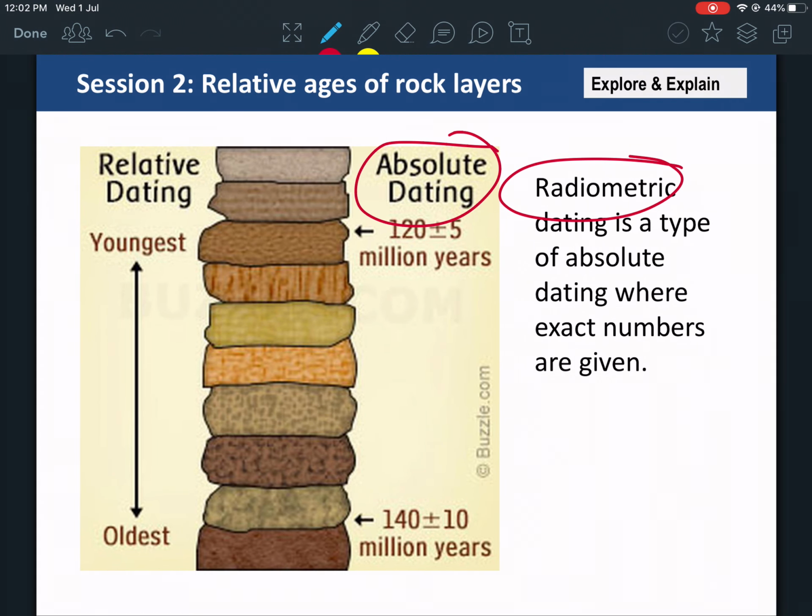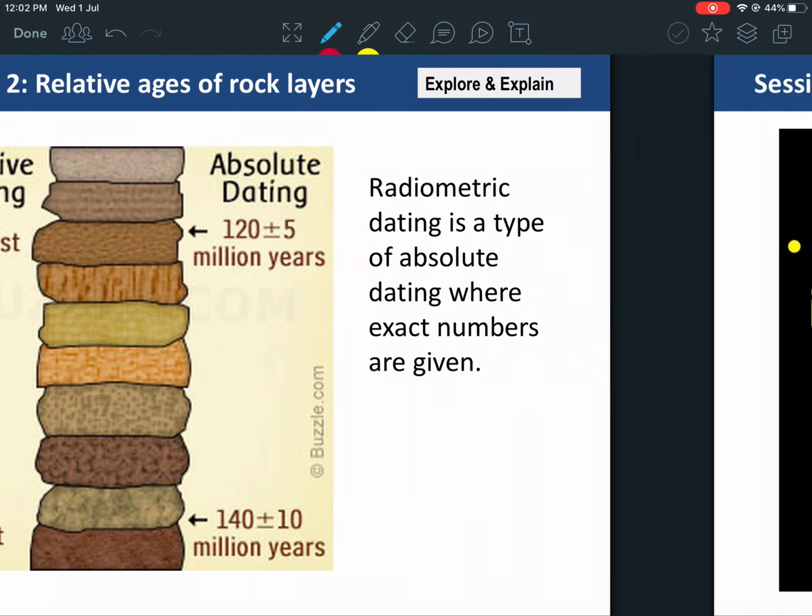And it's also called absolute. Why? Because it gives you the exact age. Relative, it just gives you, is it older than this? Is it younger than this? Okay? So this is showing you also a way of how they know that.